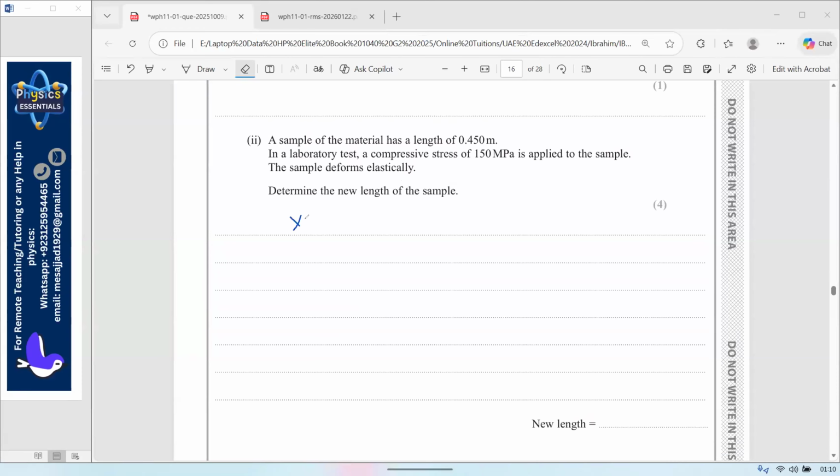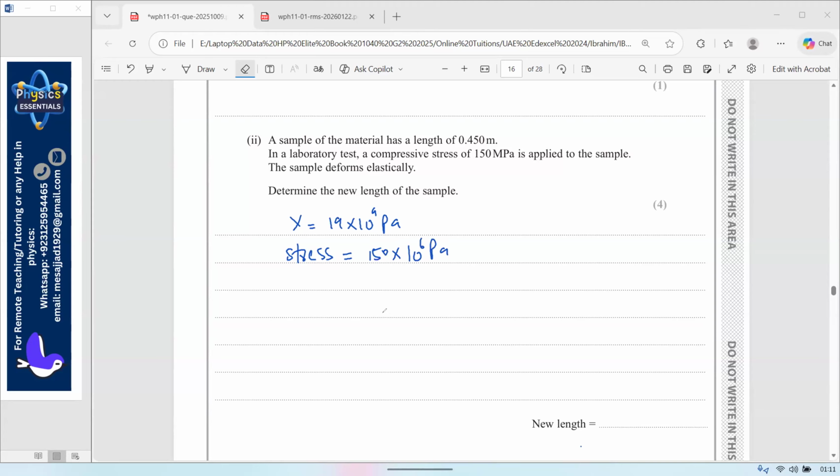So the Young modulus given to you is 19 gigapascals, right? So you write 19 into 10 raised to the power 9 pascals. And the given stress is 150 megapascals, so you can write 150 into 10 raised to the power 6 pascals.